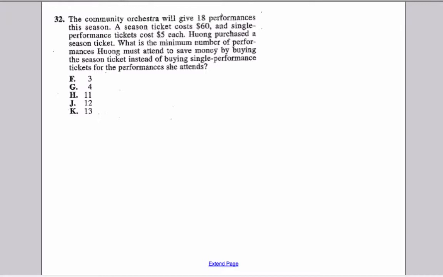Let's walk through 3 problems. Again, it'll go from easy to medium to hard. Let's start with the easy problem.